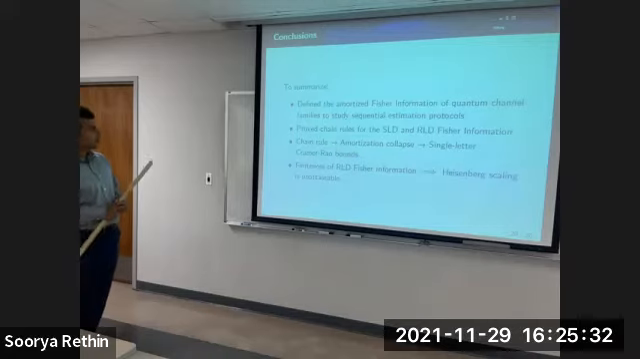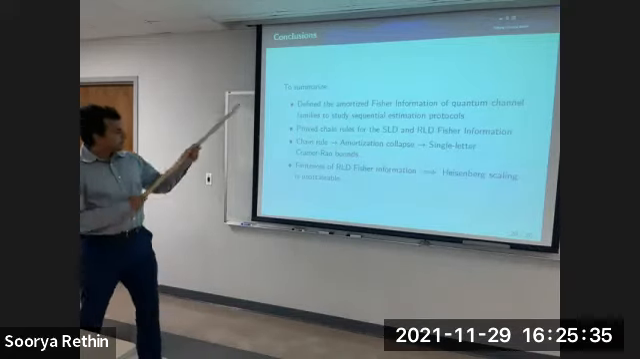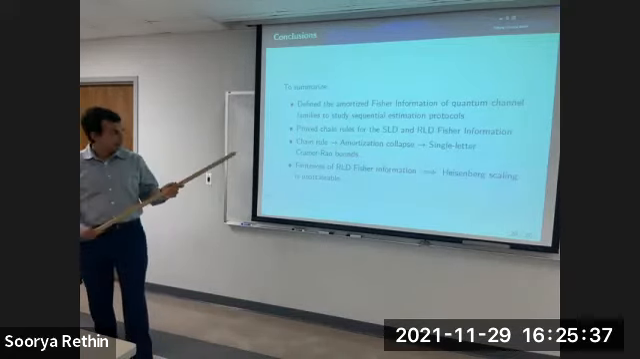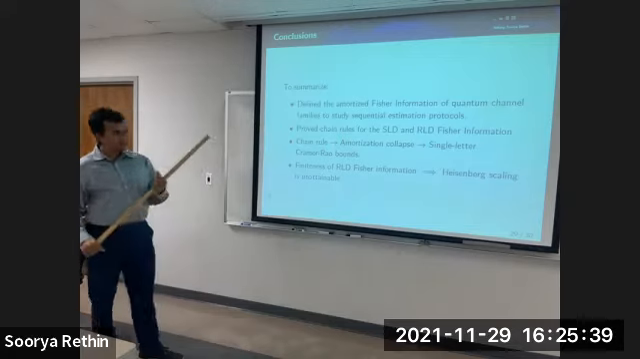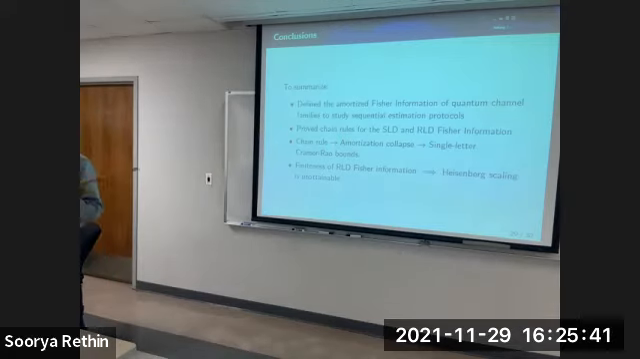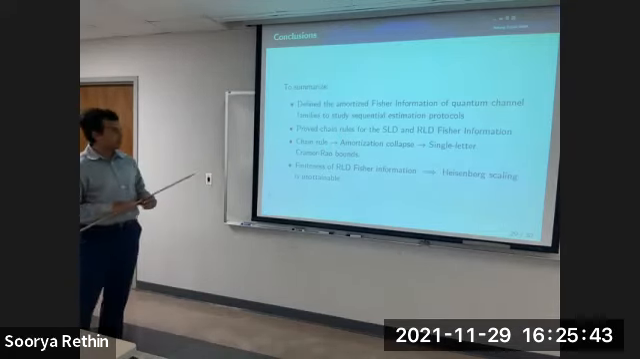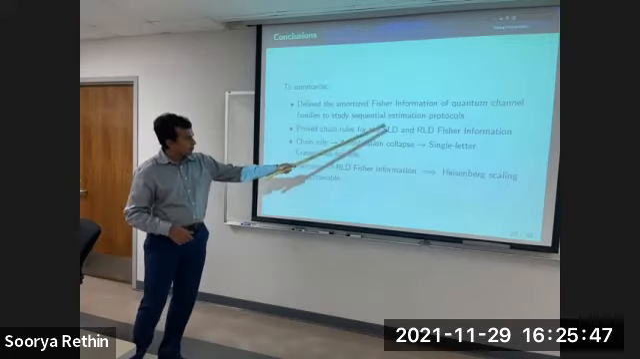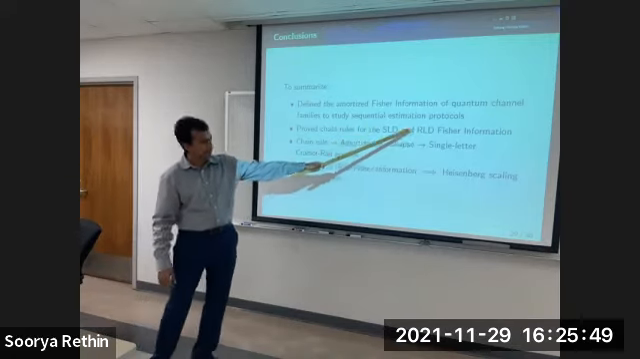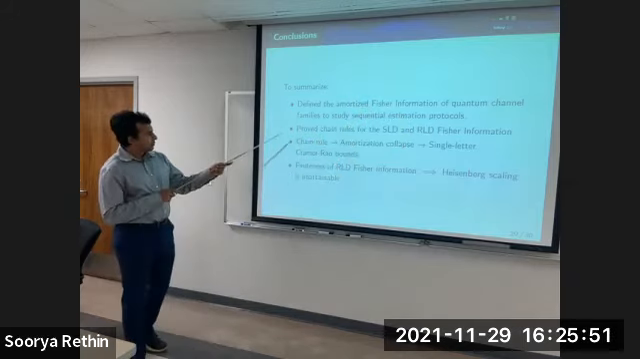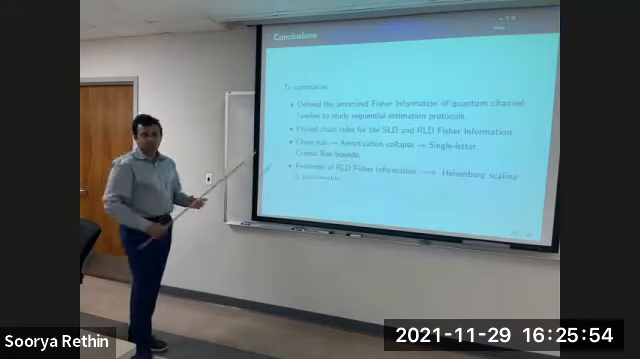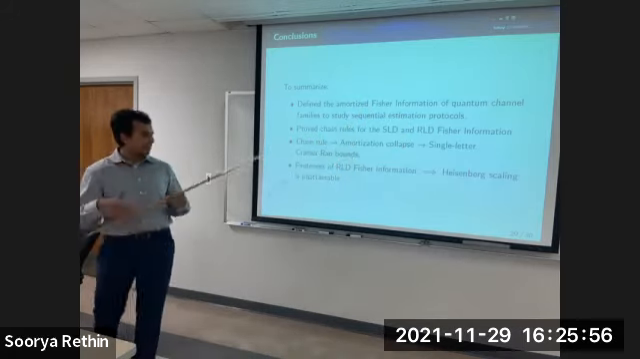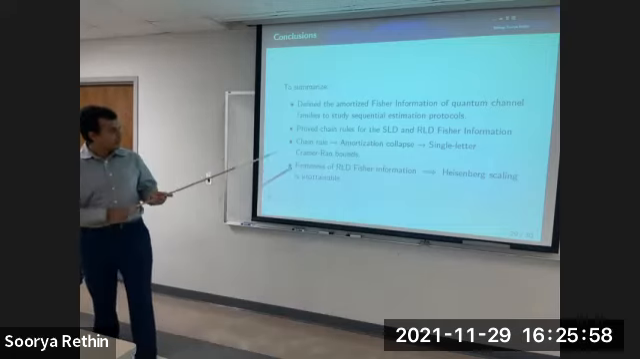So I'm just going to conclude by saying that these are the results that I spoke about today. We define the amortized Fisher information of quantum channels. The reason we do so is to study sequential estimation protocols. We then prove chain rules for the square root of the SLD Fisher information and for the RLD Fisher information. We showed how chain rules lead to amortization collapses, both mathematically and graphically.